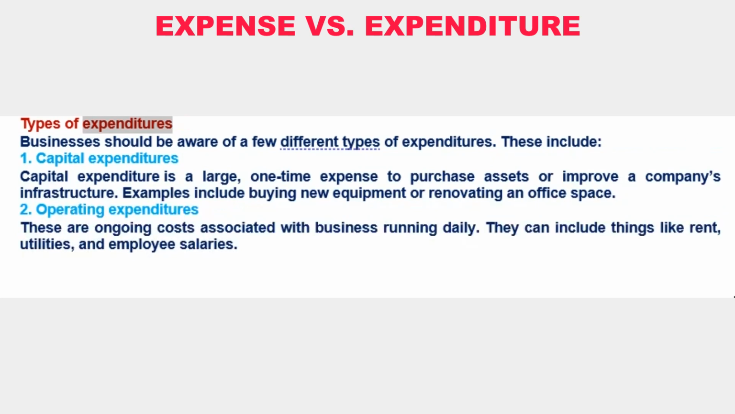Types of expenditures. Businesses should be aware of a few different types of expenditures. These include: 1. Capital expenditures. Capital expenditure is a large, one-time expense to purchase assets or improve a company's infrastructure. Examples include buying new equipment or renovating an office space. 2. Operating expenditures. These are ongoing costs associated with running a business daily. They can include things like rent, utilities, and employee salaries.